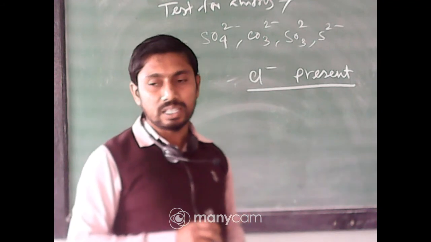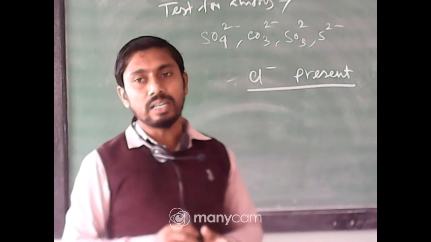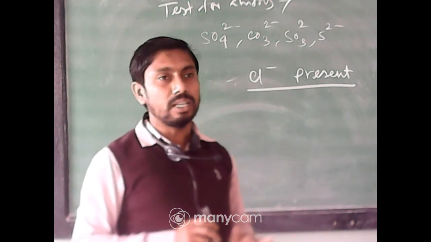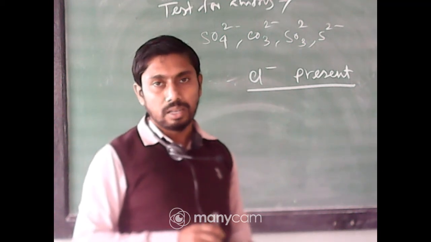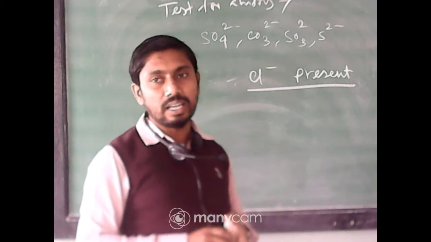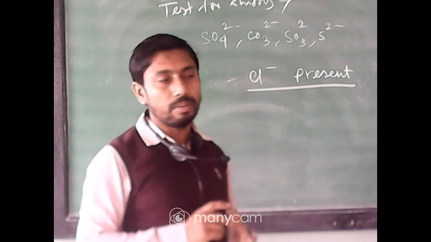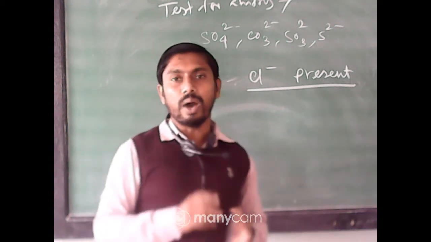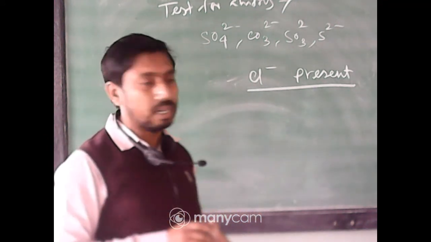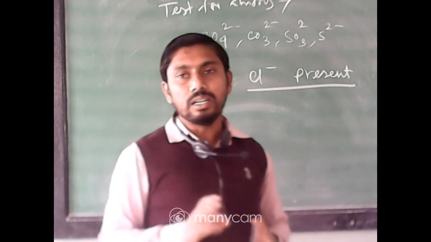This is the test for aluminium. The individual tests for the cations can be used when there is no interfering radical. If an interfering radical is there, then you have to go this way, with the systematic group analysis.